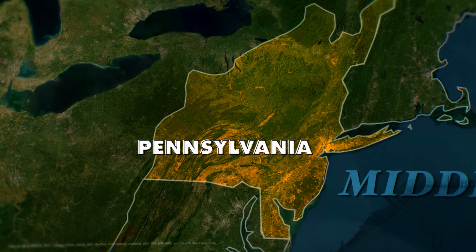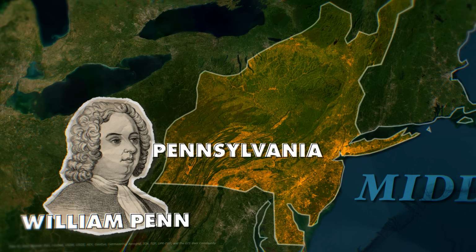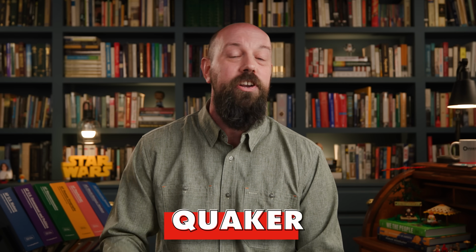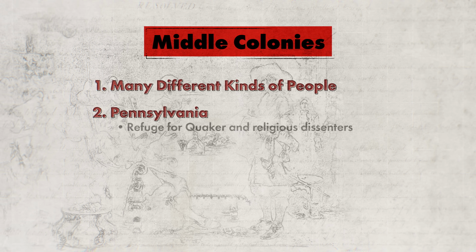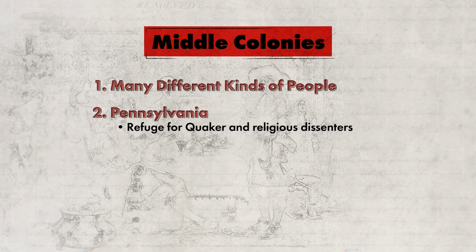And then Pennsylvania was created by our boy William Penn, and it became the poster child for religious tolerance. Penn himself was a Quaker, and they were a Christian sect who were also persecuted in England for their non-Anglican beliefs. So Penn established this colony as a refuge for Quaker dissenters and all other dissenters who longed for the freedom to worship as they pleased.